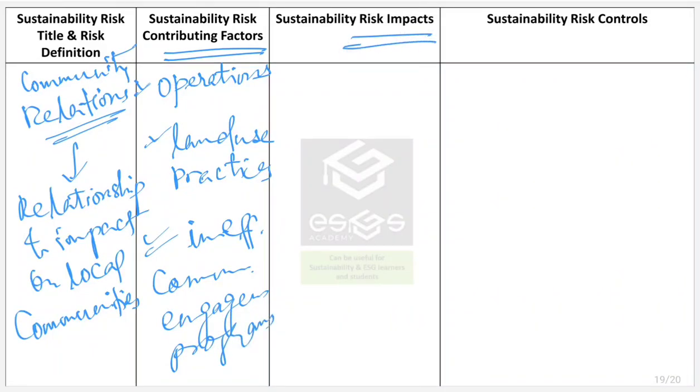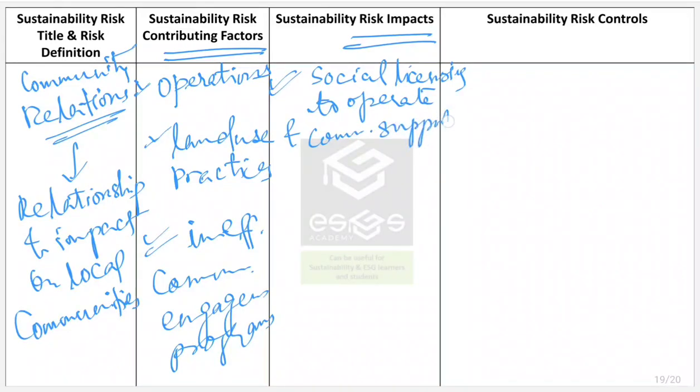Okay, what can be the risk impacts? Risk impact will be issues related to social licensing, and we can lose the social licence to operate, and also lack of community support. The next risk impact can be negative economic impacts, also lack of job creation.